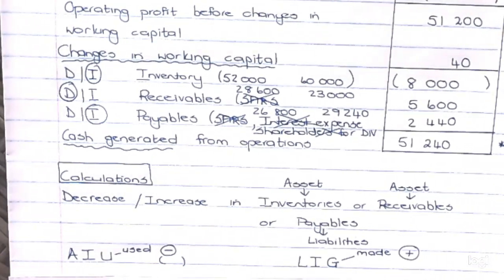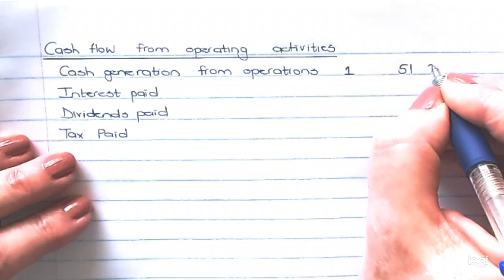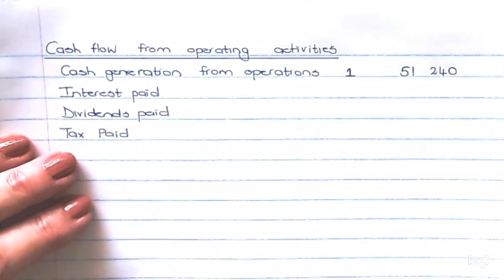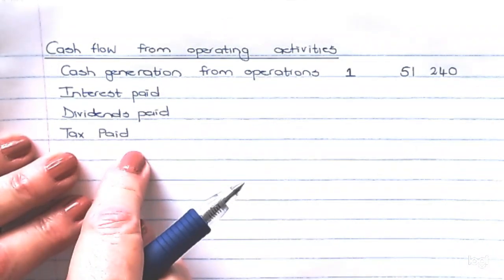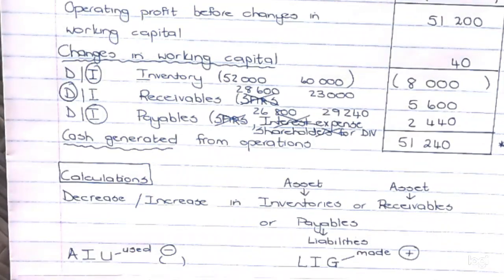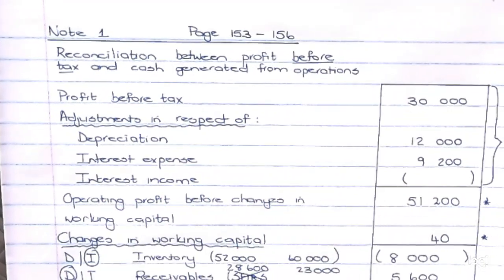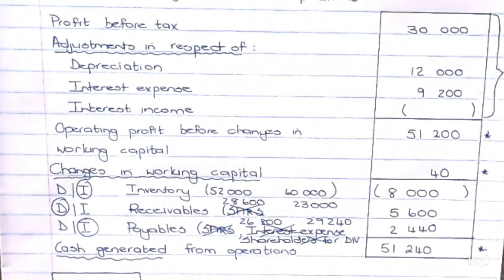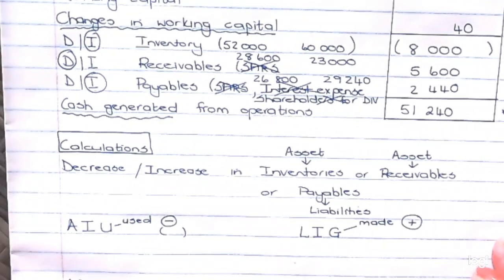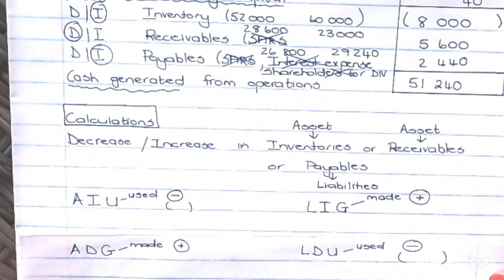So now for the cash flow statement, all we've done was to calculate this 51,240. I will continue in the next video with the interest paid, dividends paid, and tax paid. But please make sure that you know all the details that could be in the calculation of this note 1, and that you learn what must be excluded from receivables and payables, and then that you use the abbreviations that are used to calculate the changes in working capital.